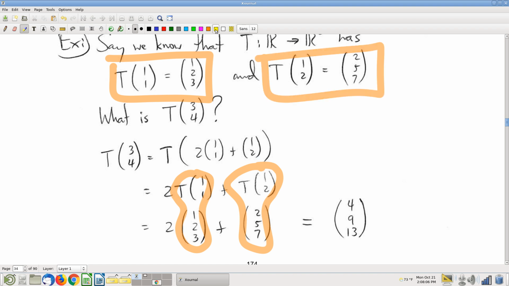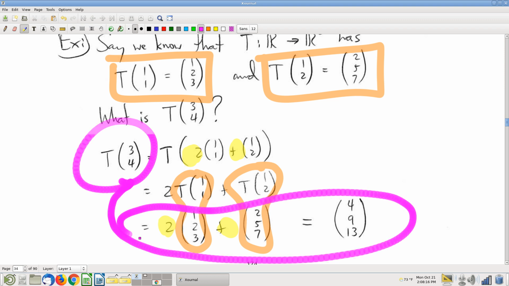And therefore, knowing these coefficients allows me to get what I need. T of (3, 4) is that. It's a neat process. Questions?